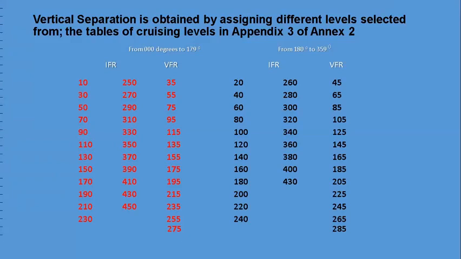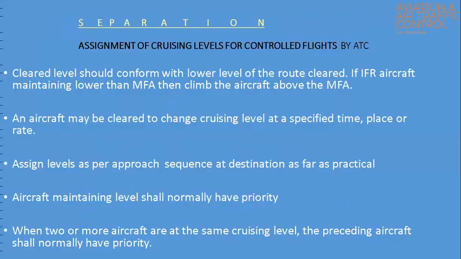So VFR levels will start from the first even level. If you see, it is 4, 6, 8, and they are separated by 500 feet. So 4500, 6500, 8500, and so on. IFR levels will be 2000, 4000, 6000, 8000, 10,000. Thereafter flight level 120, 140, and so on.